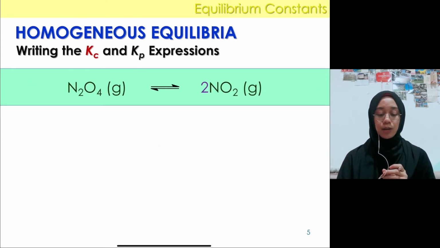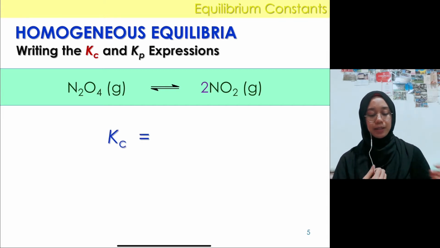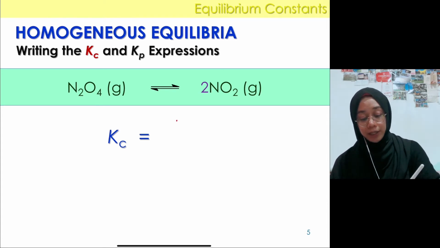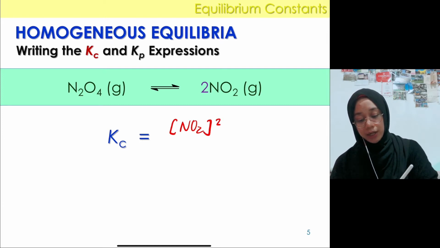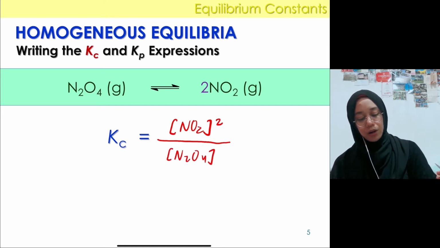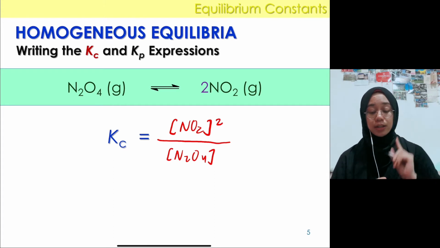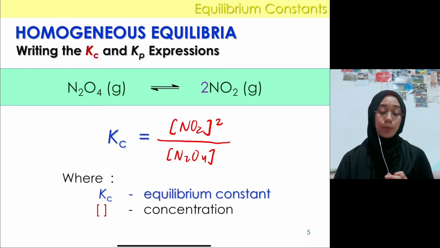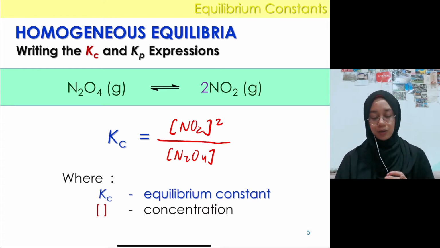Okay, kita tengok pula kalau nak buat untuk yang ni. Oh, ni example saya. Okay, so misalnya kita boleh go through ni cepat lah kan. So kita ambil produk kita ada NO2. Okay, since dia punya coefficient adalah 2, so it has to be to the power of 2. And then divide by the reactant, which is N2O4. Okay, and dia punya coefficient is 1, so tak payah tulis lah. So kita akan nampak yang Kc kat sini equilibrium constant, the square bracket concentration.